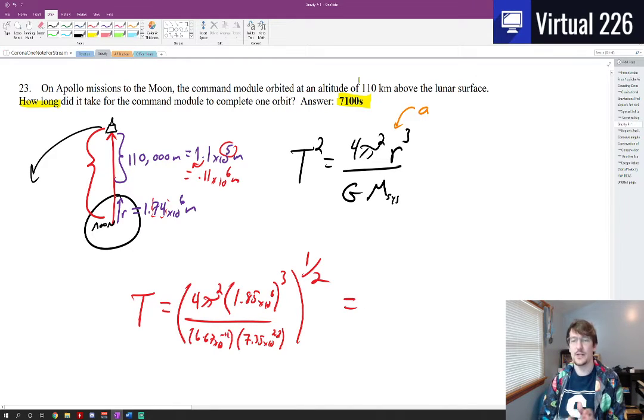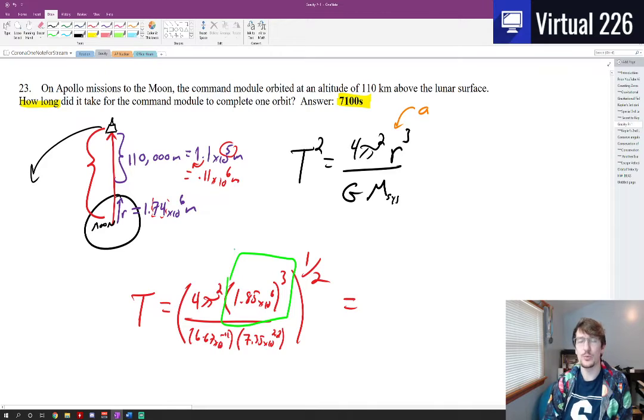Let's see if we can shove that into the calculator and get something out of it. Whenever I throw things into the calculator with Kepler's third law, because it can be a pain, I like to start with the cube, because that can mess a lot of stuff up. So let's take 1.85 times 10 to the 6th, hit enter, and then raise it to the 3rd power with the caret. I get 6.33 times 10 to the 18. Times 4 times pi squared, I get 2.499 times 10 to the 20th.